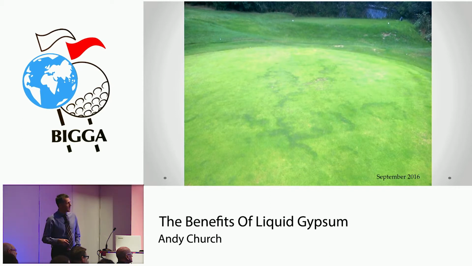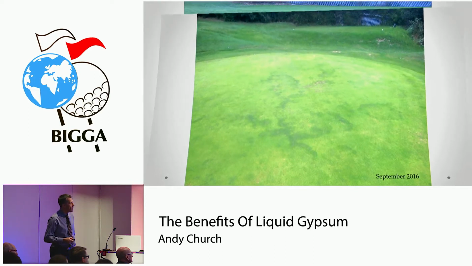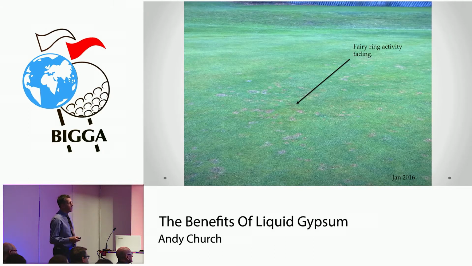Again, September 2014, this has had a couple of applications now of liquid gypsum. You can see the fairy rings, the dead soil. We now move on to January 2015, and you can see the fairy ring activity fading. He's got a fungal attack here, a bit of fusarium going on, but he's starting to see the coloration of the green evening out. All he's changed is stopped using wetting agents and started using calcium sulphate, liquid gypsum.